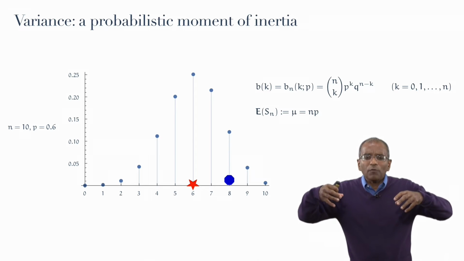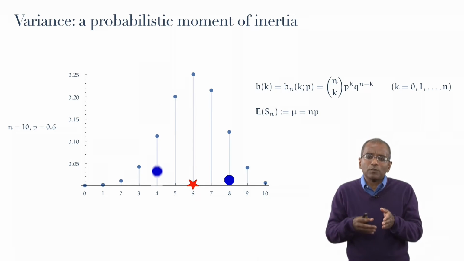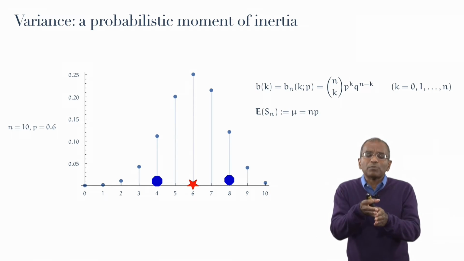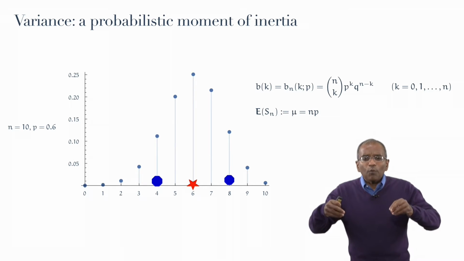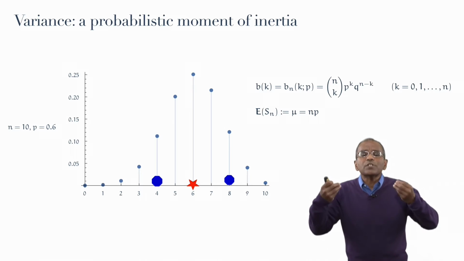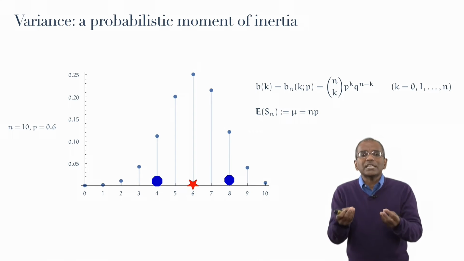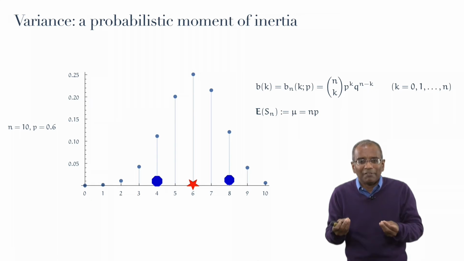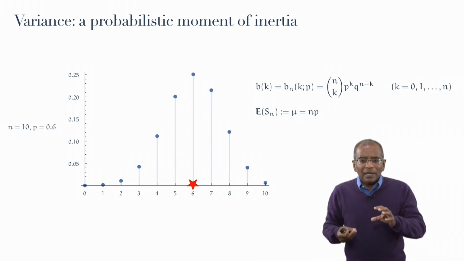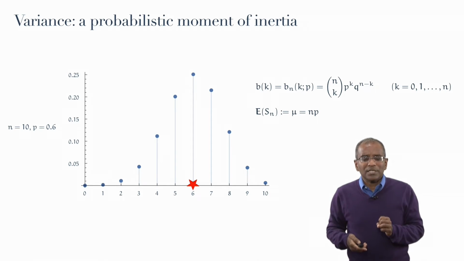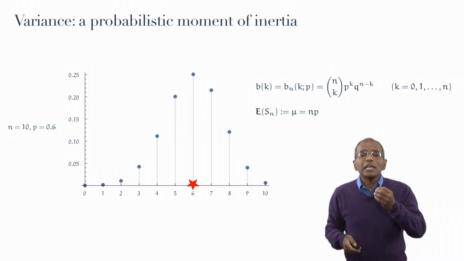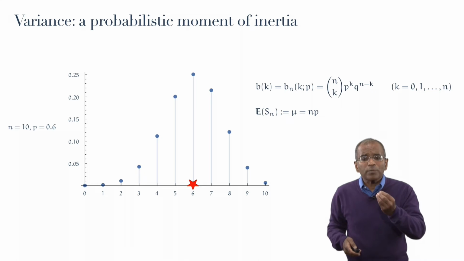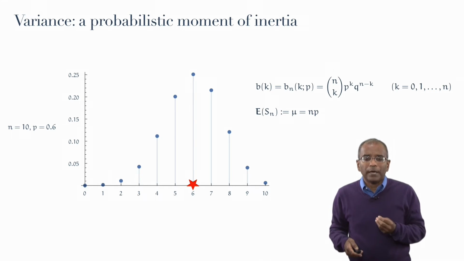That gives us an idea of distance from the center. So, a point 4 is just as far from 6 as 8 is on the other side. And therefore, we are more interested in the absolute value of the distance from the center than in the distance itself with a sign. It will be more convenient in such settings to consider the square of the distance. And if we did that, we find an object which is on physical grounds very, very familiar.